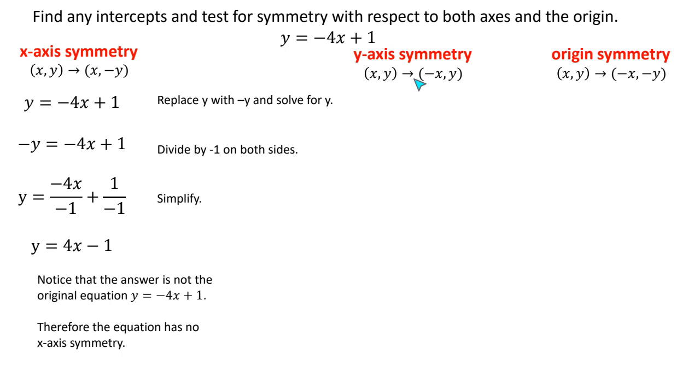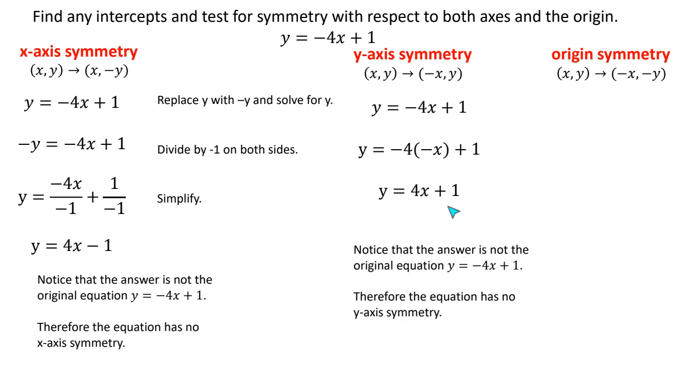Now for the y-axis, it's similar, but now we're going to change x to a negative x. So if we plug it in, then we get y is equal to, that's our original equation. If I plug in a negative, then I get negative times negative, which will be positive. So we get 4x plus 1. If we compare the result with the original, they are not the same. So the answer here is there's no y symmetry.